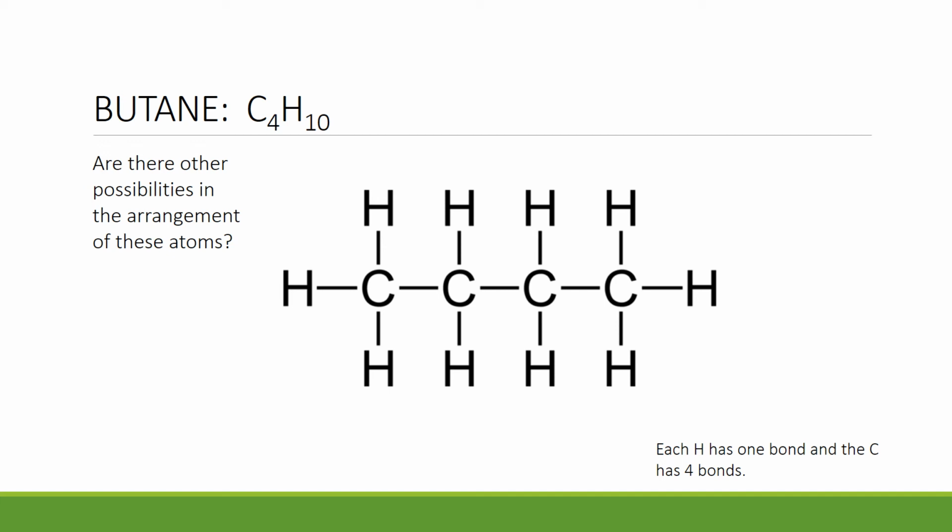If you count, you should see that each carbon has 4 bonds and each hydrogen has 1 bond. This is one arrangement for butane. In the case of butane, there are other arrangements that may work. Let's check and see what those might be.